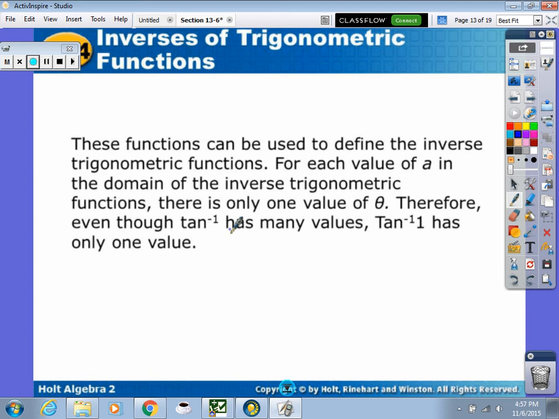Looks like we're missing a 1 here. So let's go ahead and add that in. That should have, therefore, even though inverse tangent 1 has many values, if we capitalize it like we did here, we have only one resulting value. And that value is where theta is equal to pi over 4.